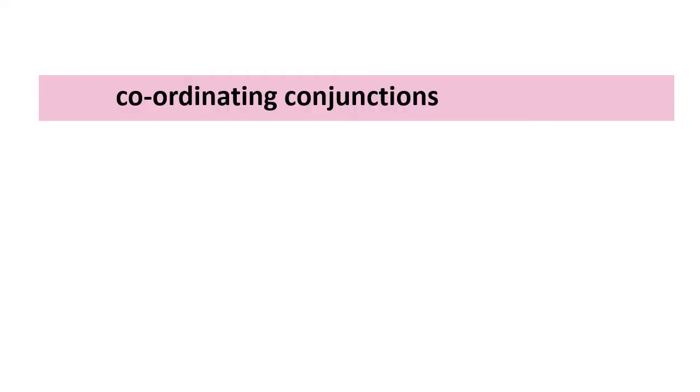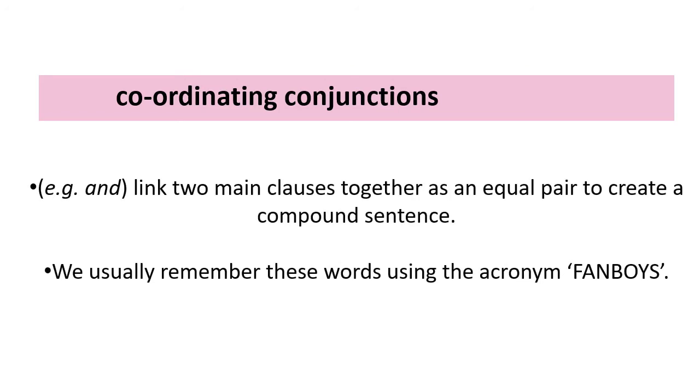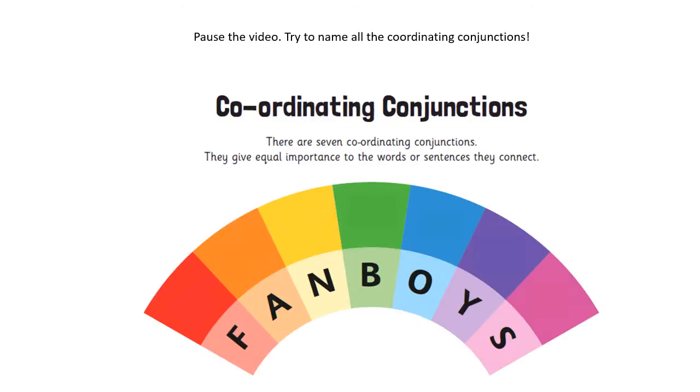To start with, we're going to look at the coordinating conjunctions. And they link two main clauses together as an equal pair to create a compound sentence. We usually remember these words using the acronym FANBOYS. An acronym means that each starting letter gives us a word that they represent.